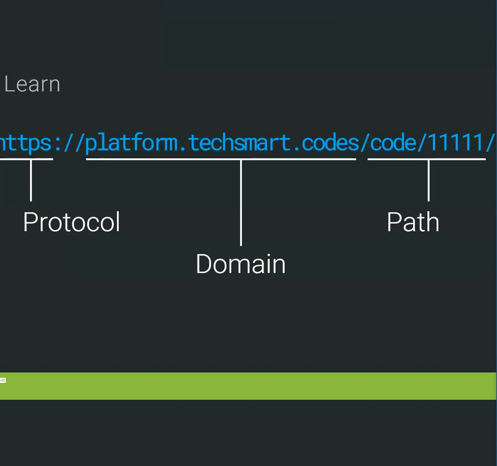The next part is the domain. The domain says which server we're going to visit. In this case, it's the TechSmart platform server. So the domain is what we're most commonly familiar with. It's the gmail.com or the hotmail.com or the twitter.com. Those are the parts of the address we're most familiar with.